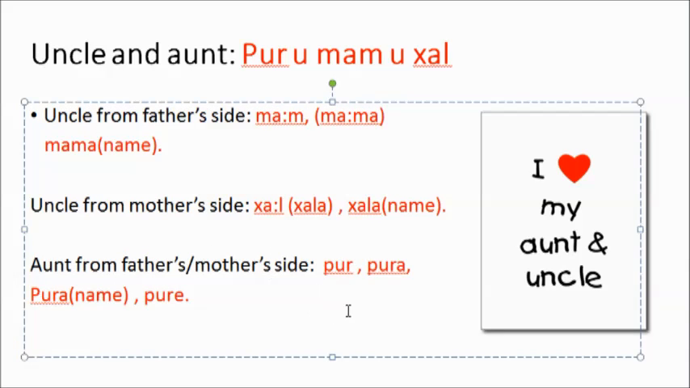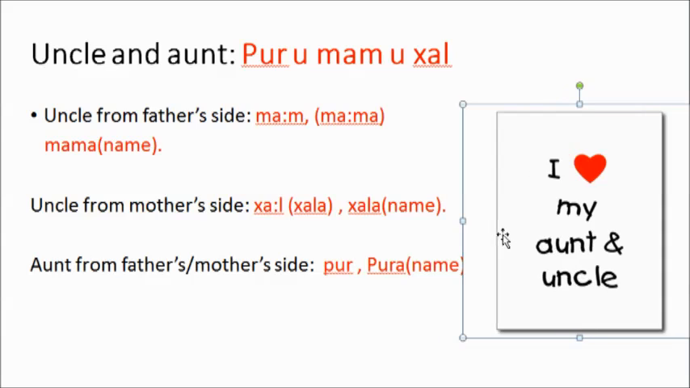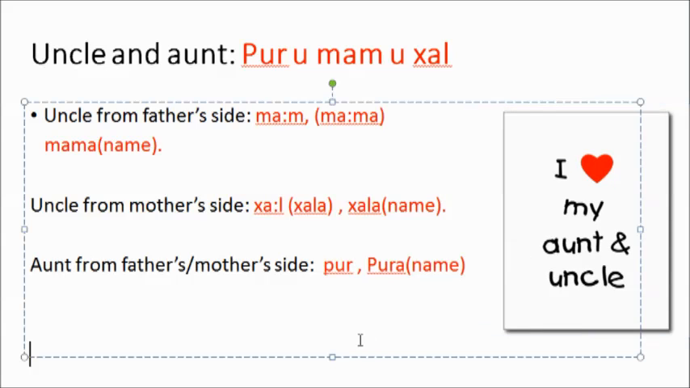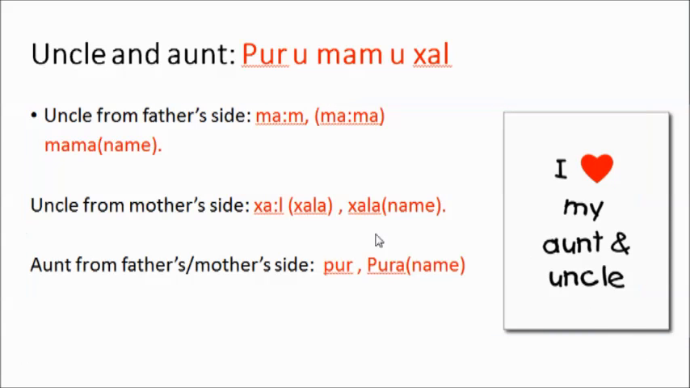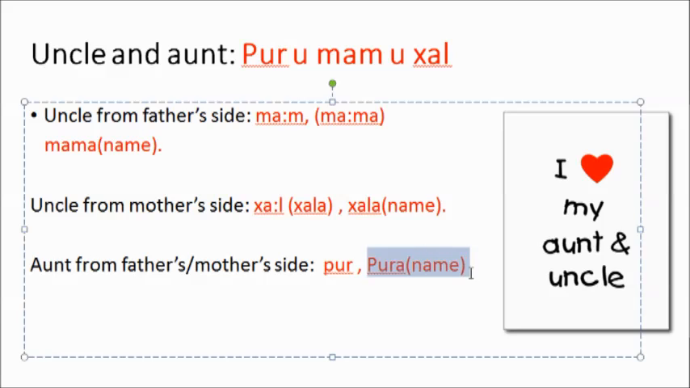So basically, if you want to call your aunt pur, you have to say pura. But actually, it is a little bit weird. We don't actually use this word. Let me just erase it because we don't use it this way. But when you say pura, you have to say her name as well, like pura and a name. Okay, pura and a name.